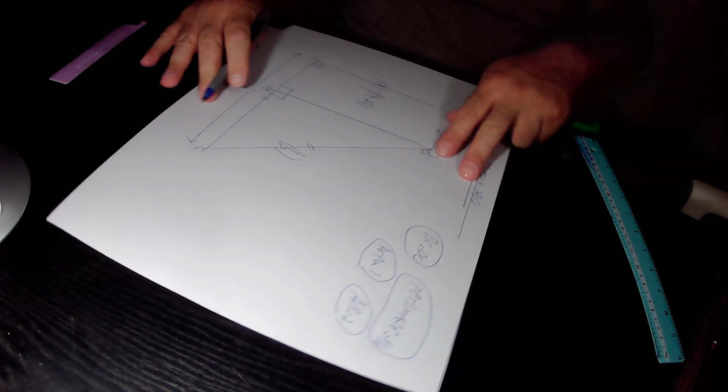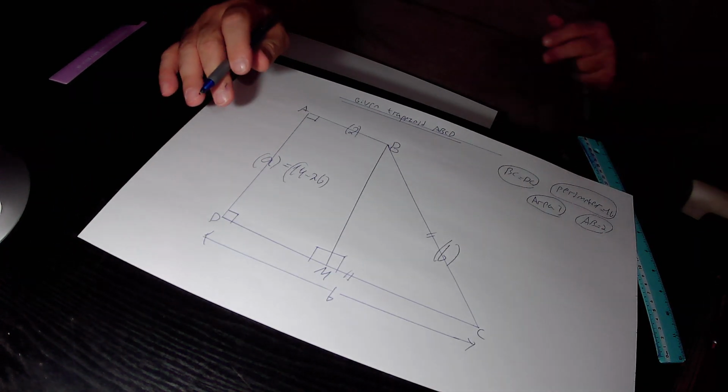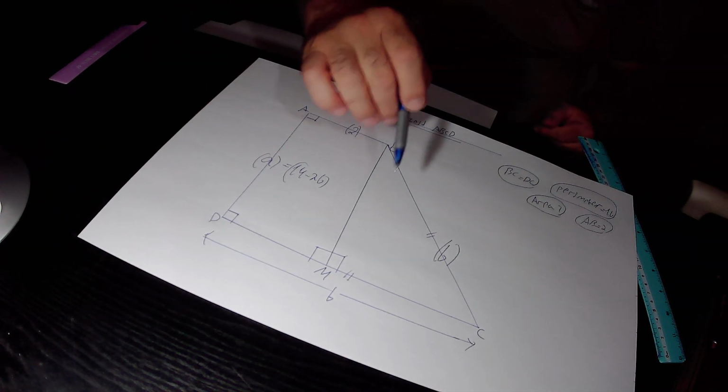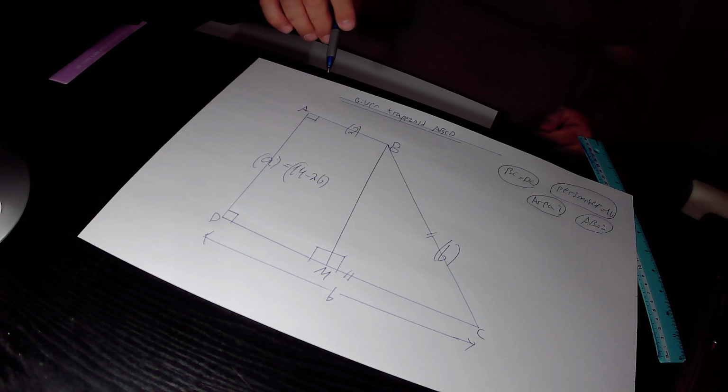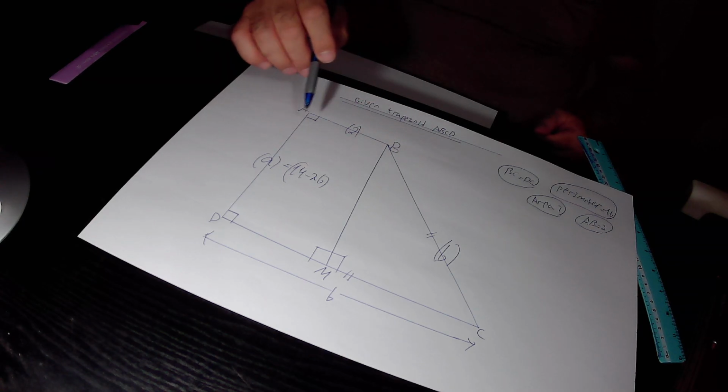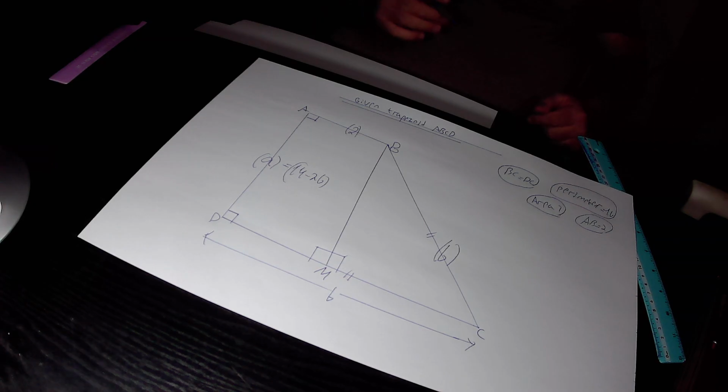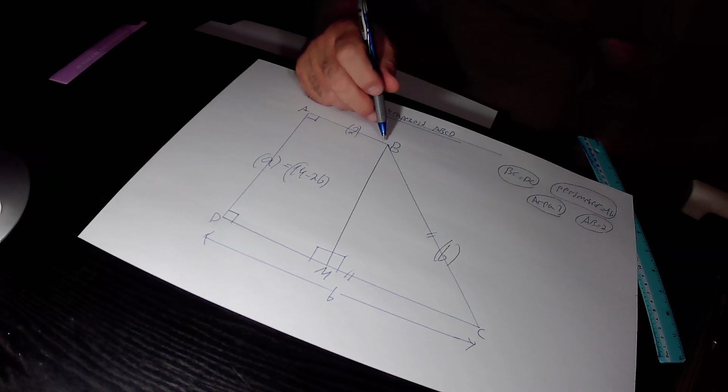By doing this construction, we get quadrilateral ABMD. Inside this quadrilateral ABMD, we have 1, 2, 3 right angles. The sum of 3 right angles is 270 degrees. 270 degrees plus the size of this fourth angle must in total equal 360 degrees, according to the rule that states that the sum of the angles in any quadrilateral is equal to 360 degrees. Therefore this fourth angle must be equal to 90 degrees.